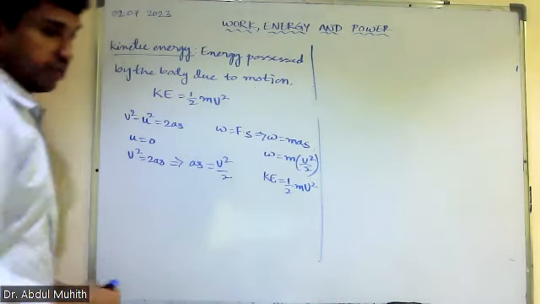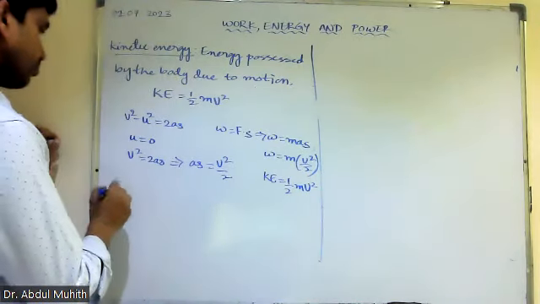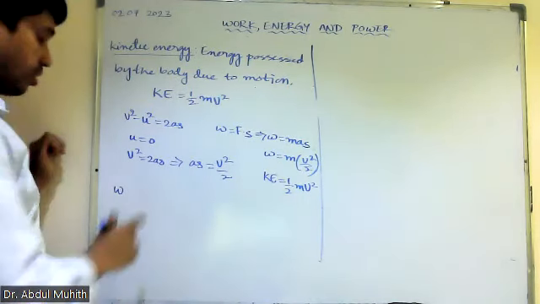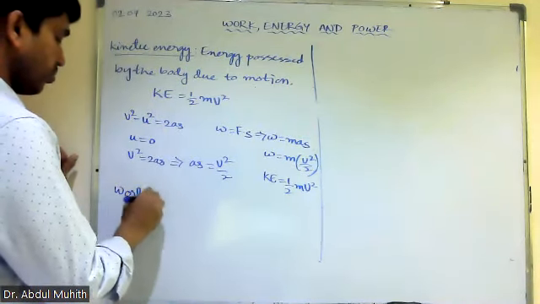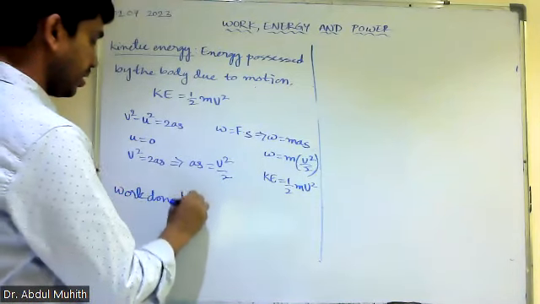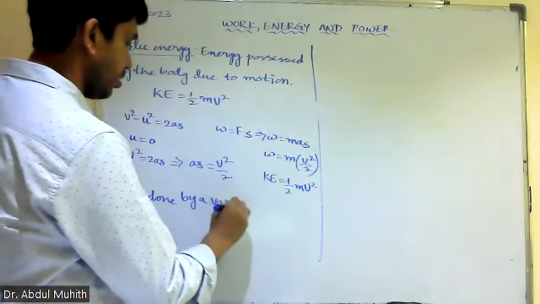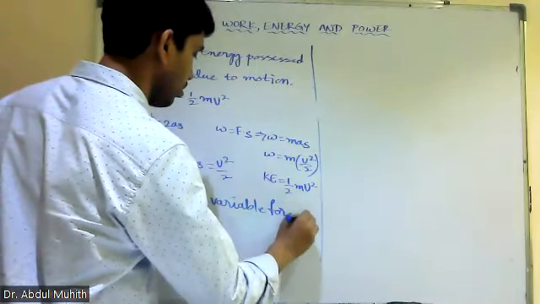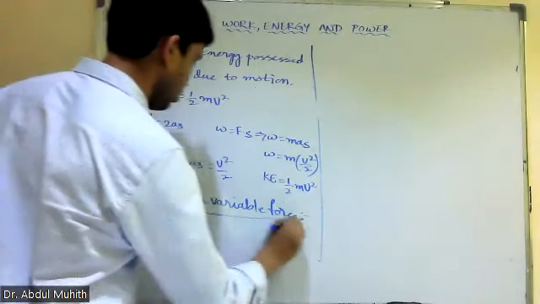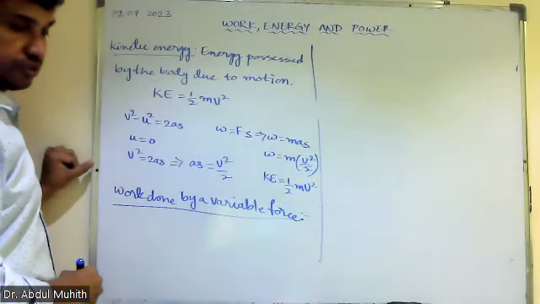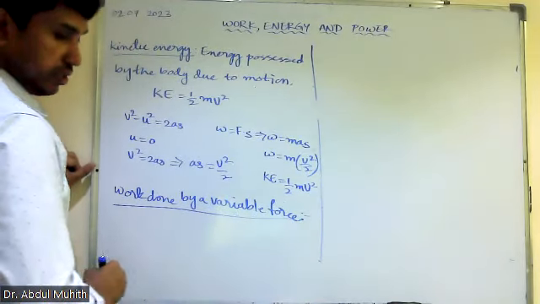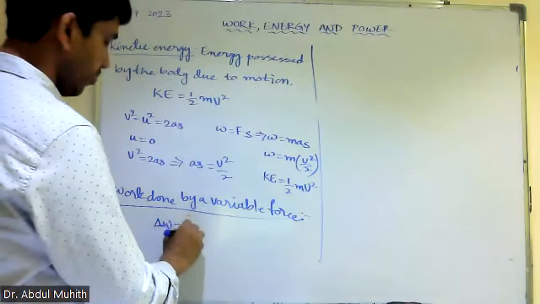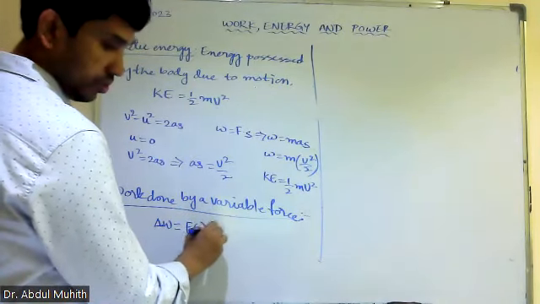So, work done by a variable force. Until now, we have been applying a constant force. Now we are going to look at work done by a variable force. So what is that? We have delta W equal to f of x into delta x.